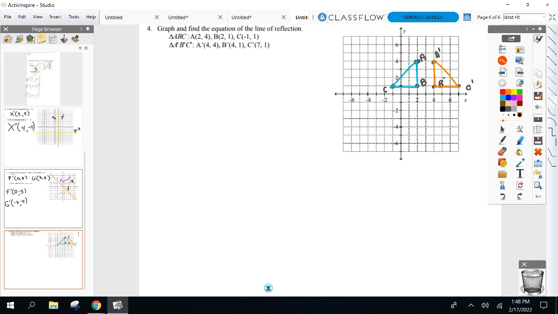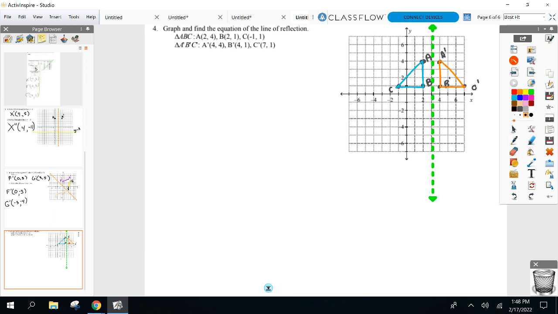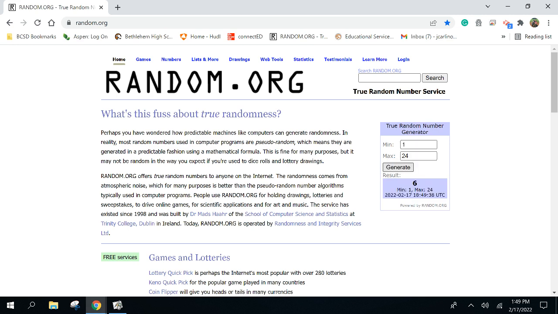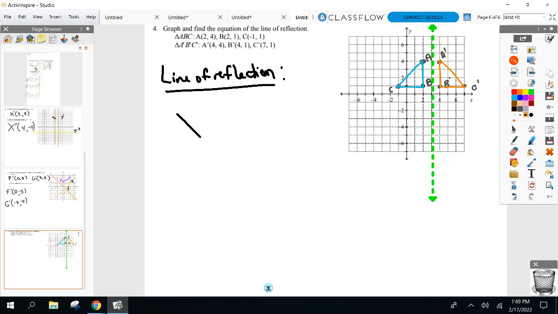It's easy to see on your graph, isn't it? That's the line I'm going to reflect over, but I need a name for it. I need an equation for it. Name that line. What's the equation of that line? We can draw it in easily, but how do I name it? X equals 3. It's vertical. Any vertical line will be x equals a number, and it goes through 3. Perfect. X equals 3.